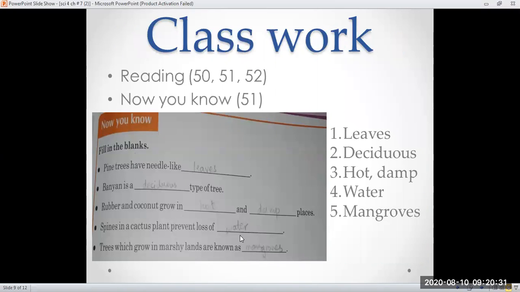So moving forward to your classwork. The first one, we are going to start reading from the plants in desert. The first one is Hamna. Hamna, you are going to start from the plants in desert on the book page number 50. Hamna, you can unmute yourself. Till then, Hamna is not coming. So Zainab, you are going to continue.